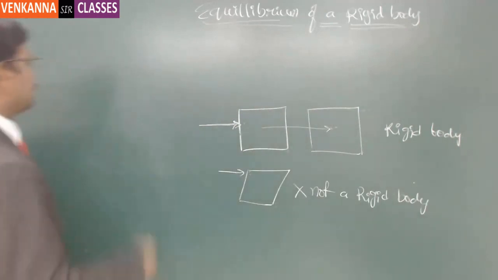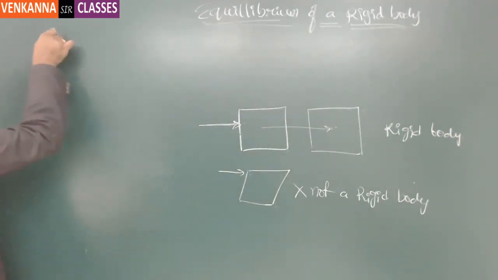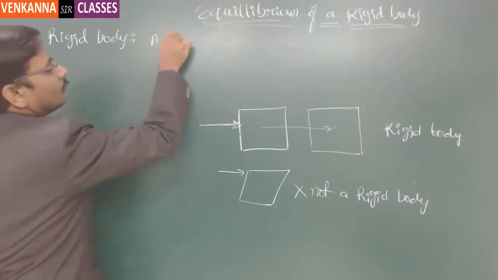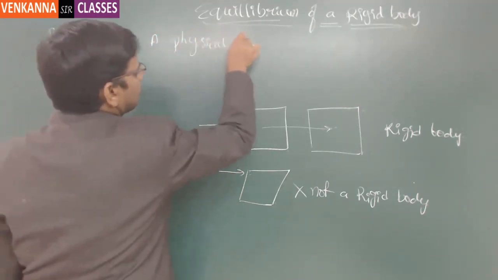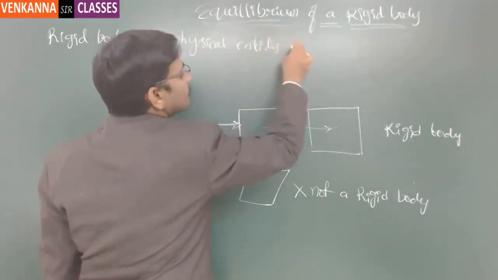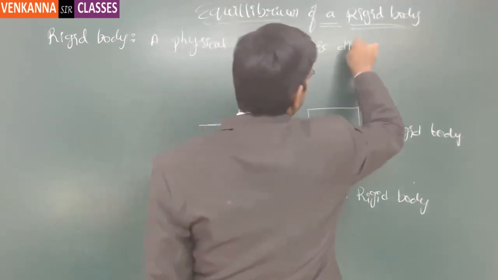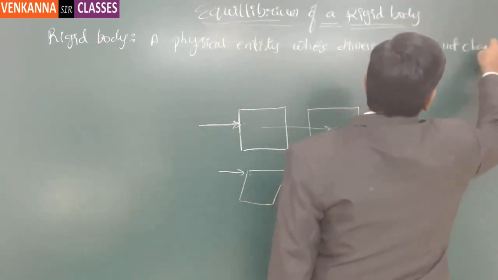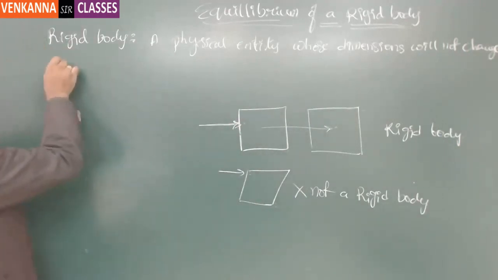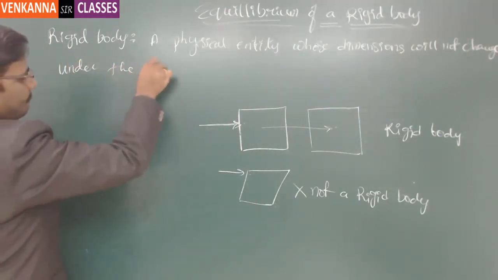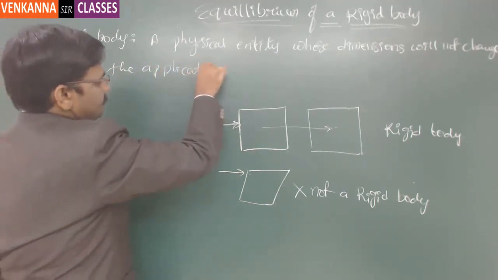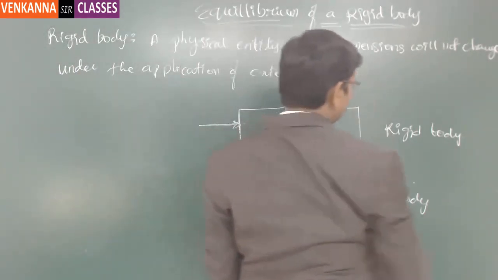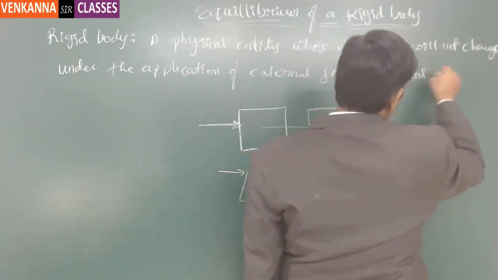body. So by definition, a rigid body, a physical entity whose dimensions will not change under the application of external force is called a rigid body.